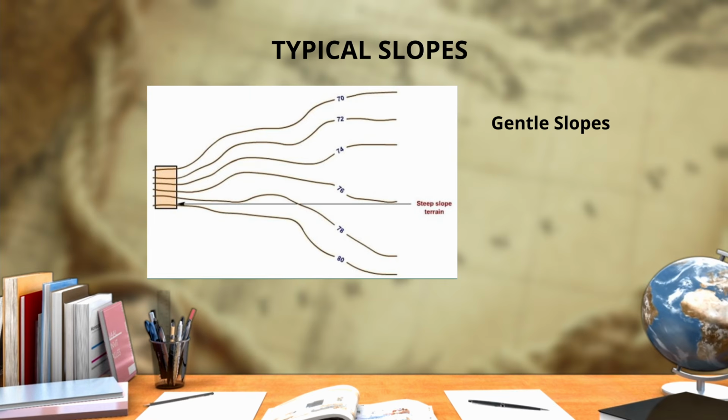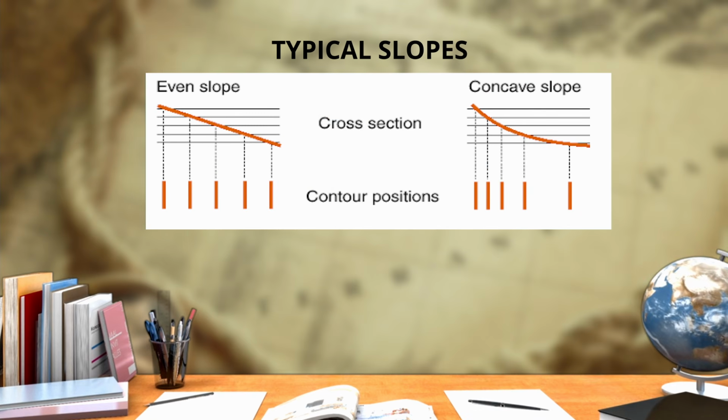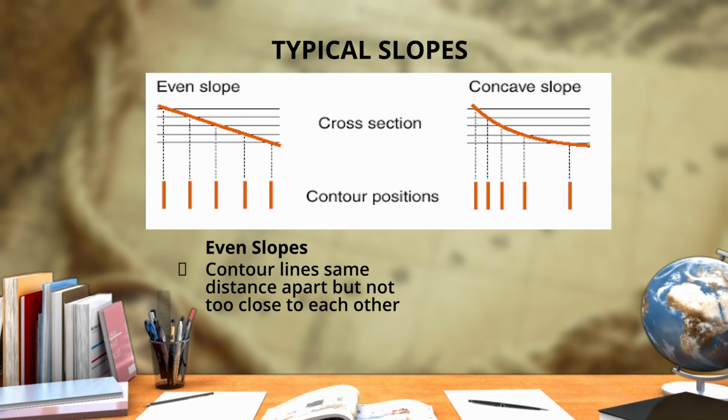Then we have a gentle slope, which is also known as a gradual slope, whereby two contour lines are spread further apart or are far from each other. Then we have even slopes. Even slopes is when contour lines are apart, but they are also not too far from each other. There is an even distance between them.